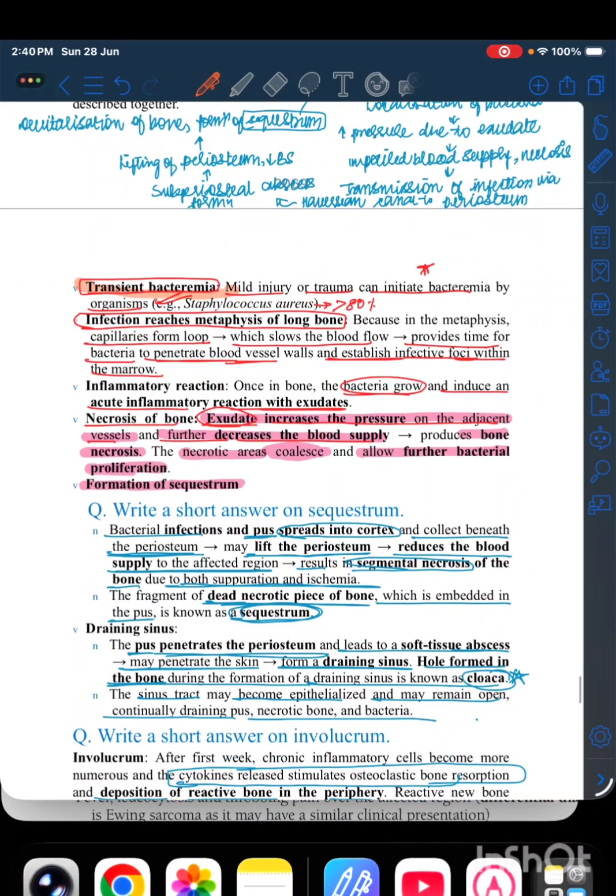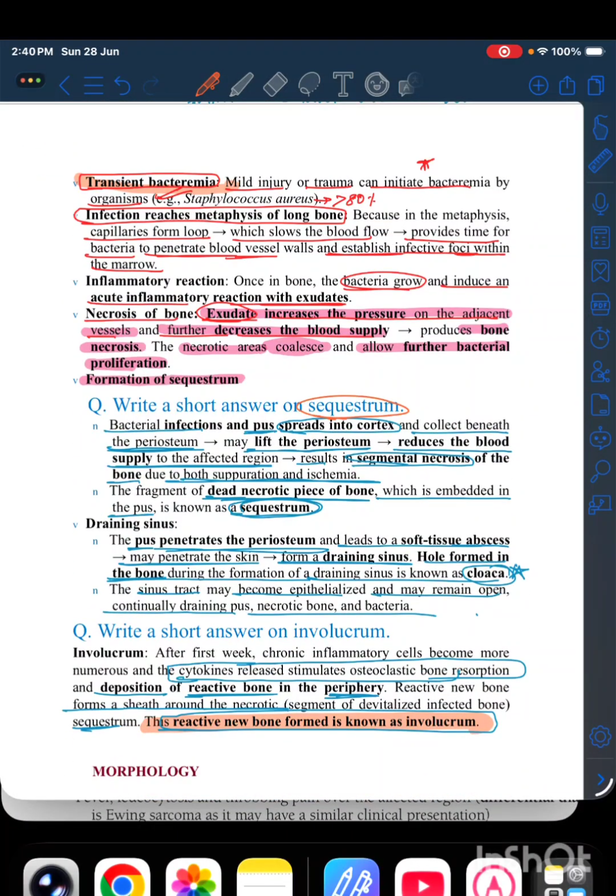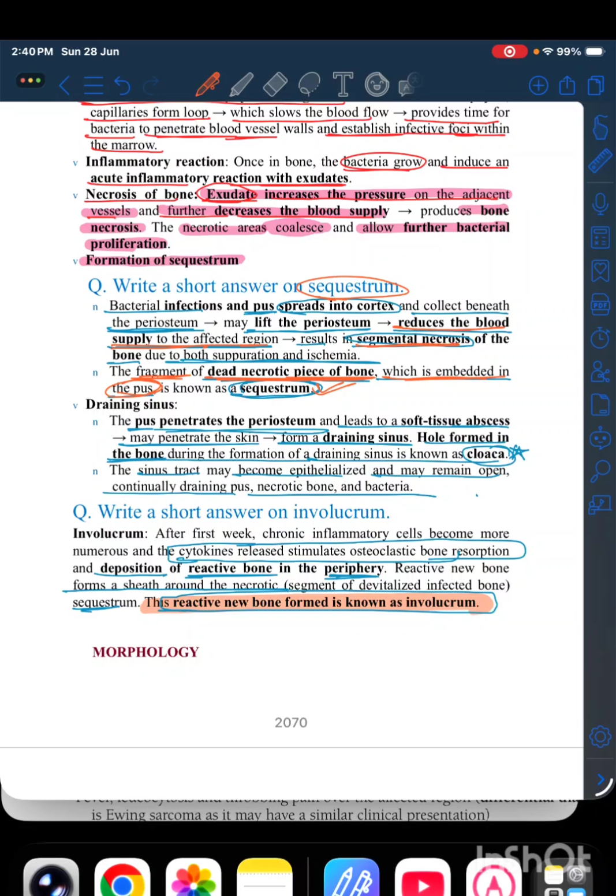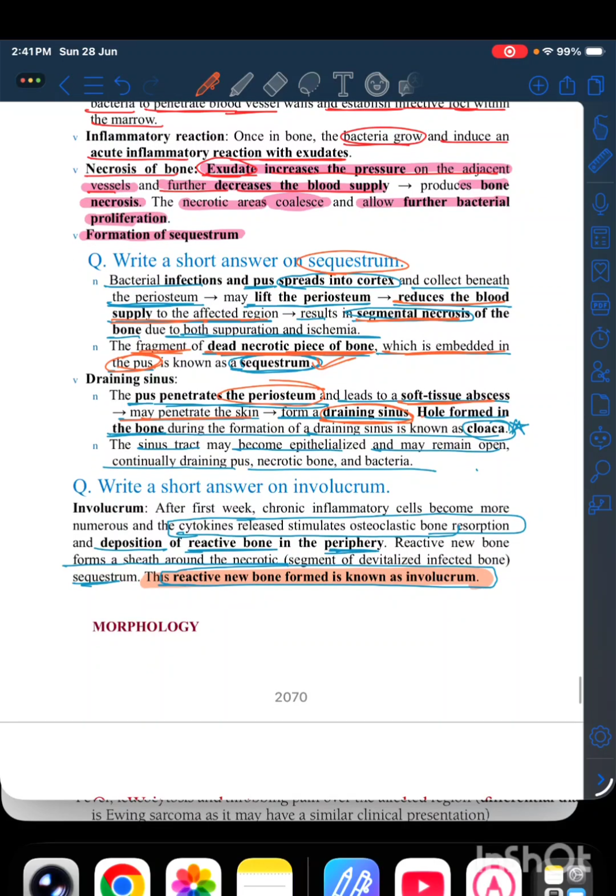Now what is sequestrum? As we have read, there is a decrease in the blood supply, leading to segmental necrosis. The fragments of the dead necrotic piece of bone which is embedded in the pus, this is known as sequestrum. Now there is lifting of the periosteum, forming a soft tissue abscess which may penetrate the skin and form draining sinuses. The hole formed in the bone during the formation of a draining sinus is known as cloaca.